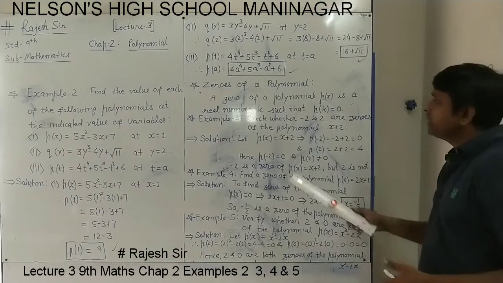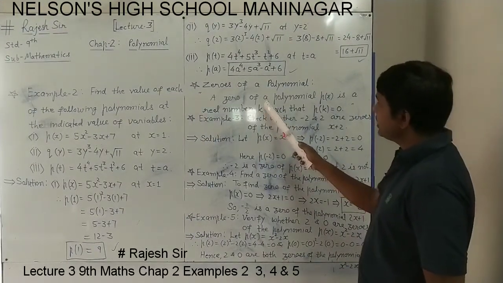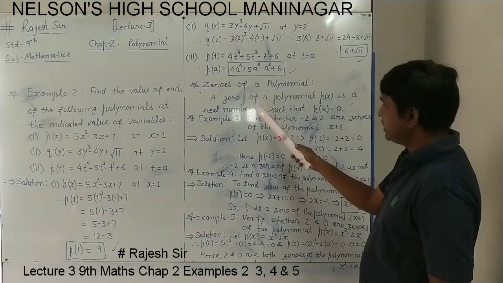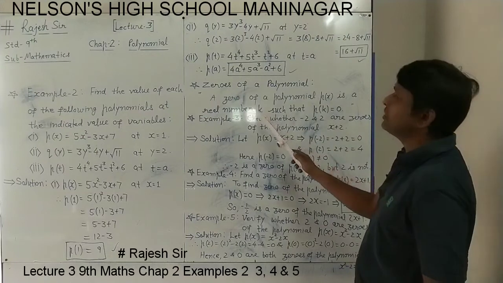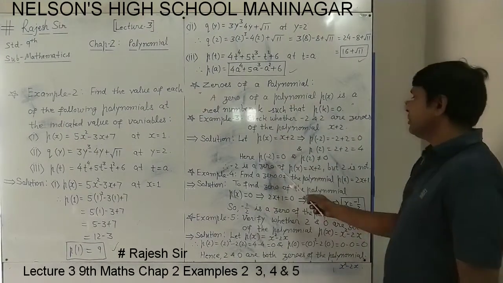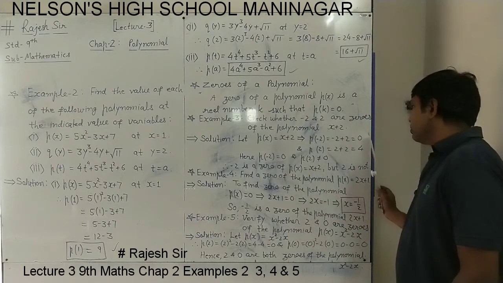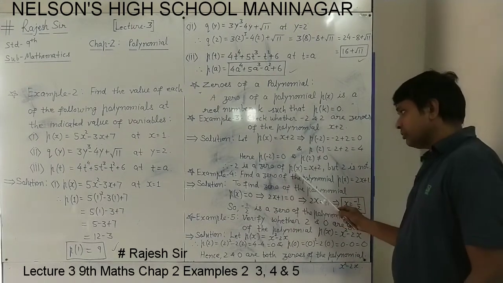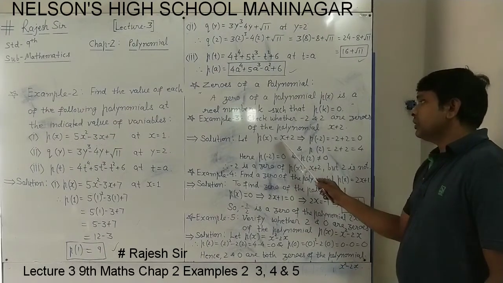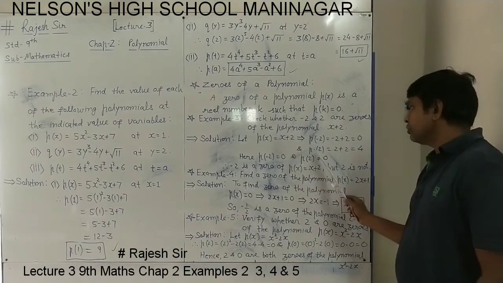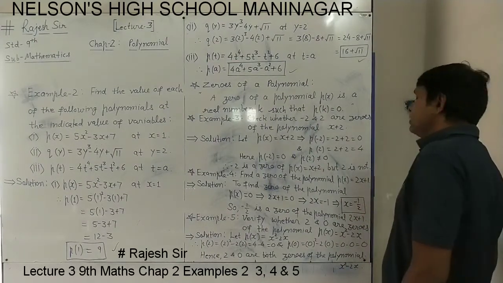So it is confirmed that for a real number k, it is called a 0 if, when this k replaces x, it gives the answer 0. Like here, we replaced x with -2 and we got 0, so -2 is a 0 of p(x). But if you replace x by 2, you are getting 4, not equal to 0. So 2 is not called a 0.